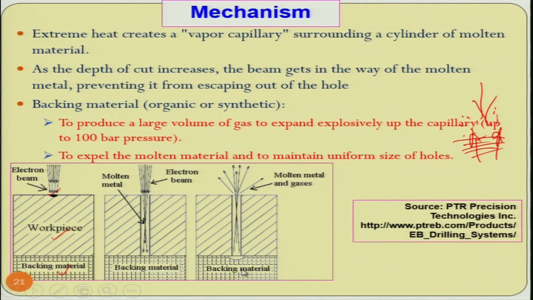So, what happens is that this backing material creates the vapors, and these vapors help this molten material from here to go out. So, you can see molten metal and gas going out, but if the electron beam is there in this direction, then this will prevent this particular phenomenon, and the rate of removal of molten material from the crater or from the cavity goes down. So, if it is pulsed electron beam micromachining, then definitely in the off time this phenomenon will get expedited and you will get better efficiency.